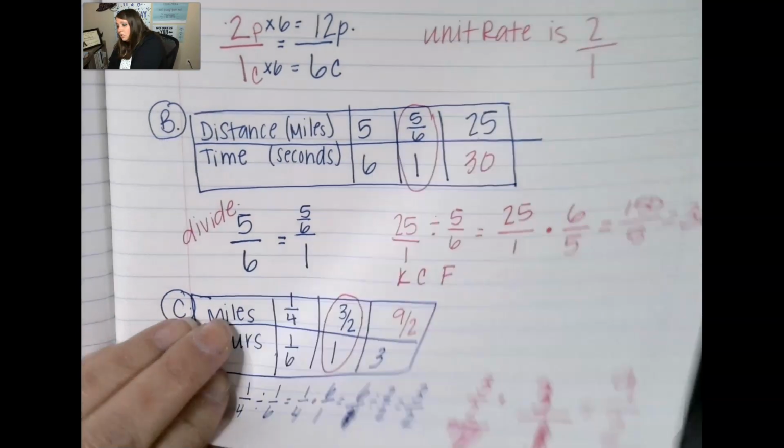All right, it's your turn now to do a try it. Remember to find the unit rate first. And then once you find that unit rate, you can then multiply forward.